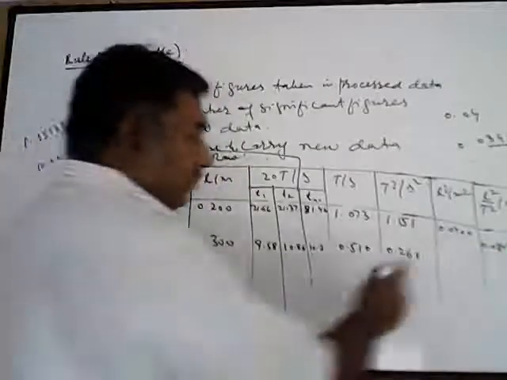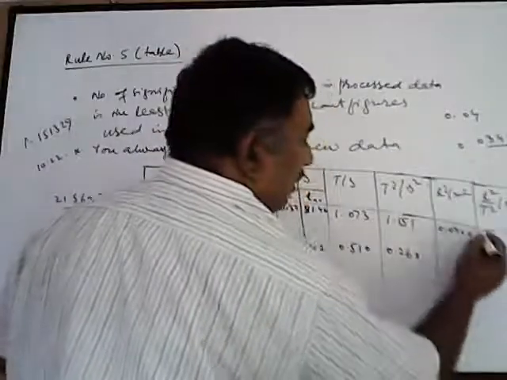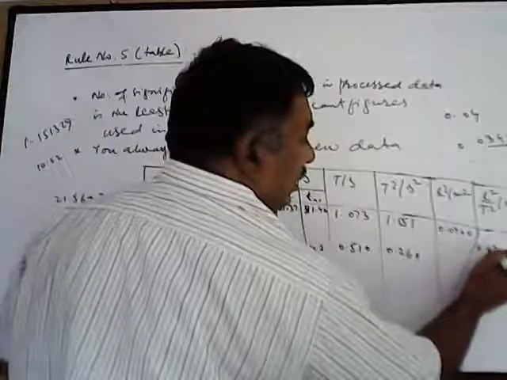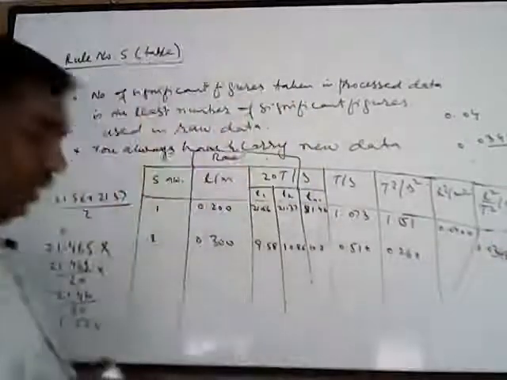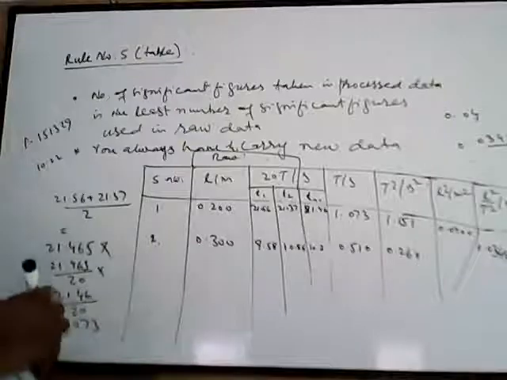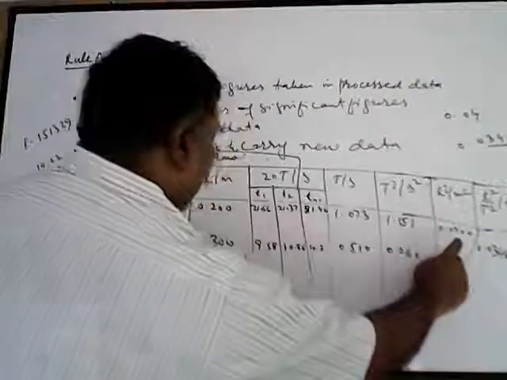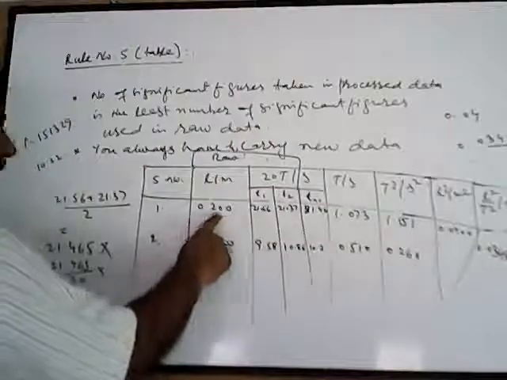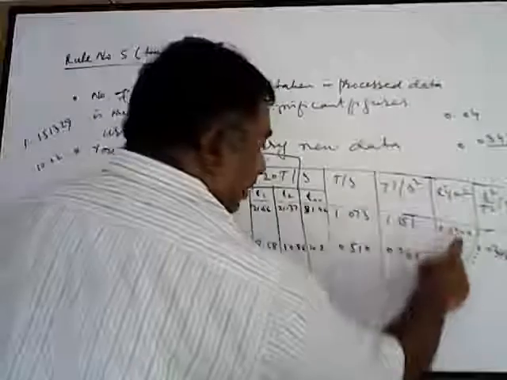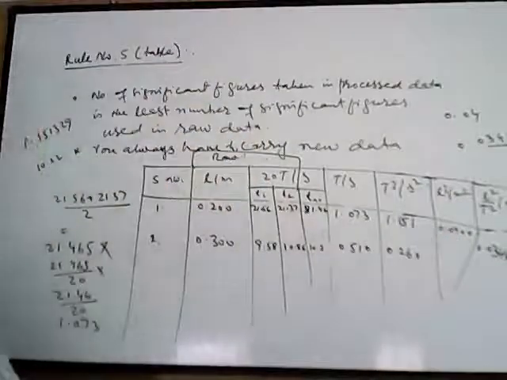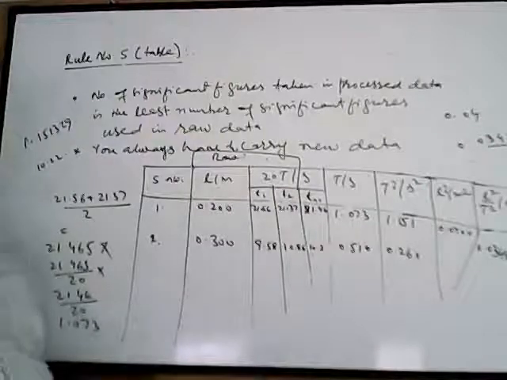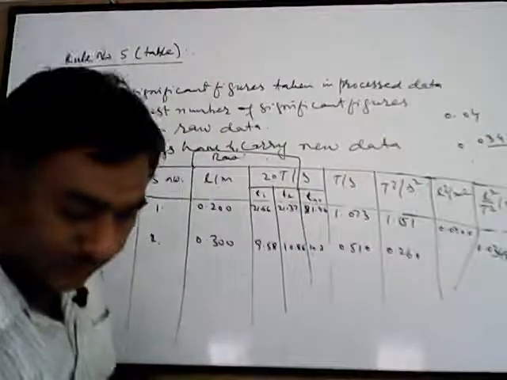That is 0.0348. I don't know if it is appearing on the screen or not. Similarly, see, everything is linked. The significant figures of L square are linked with L. L has 3 significant figures, so L square also has 3. You can use one more. So this is the rule for significant figures.